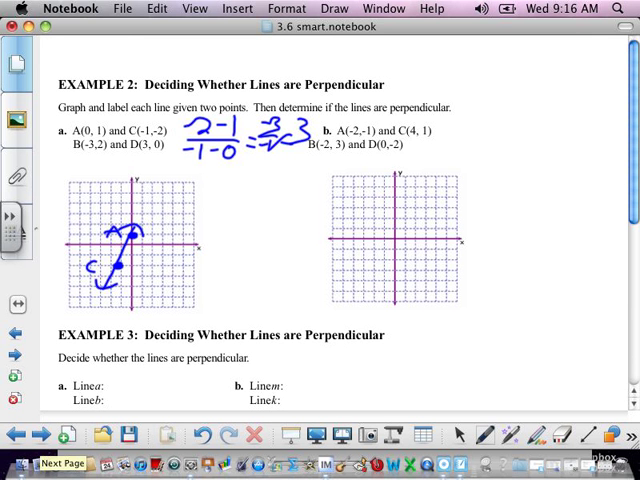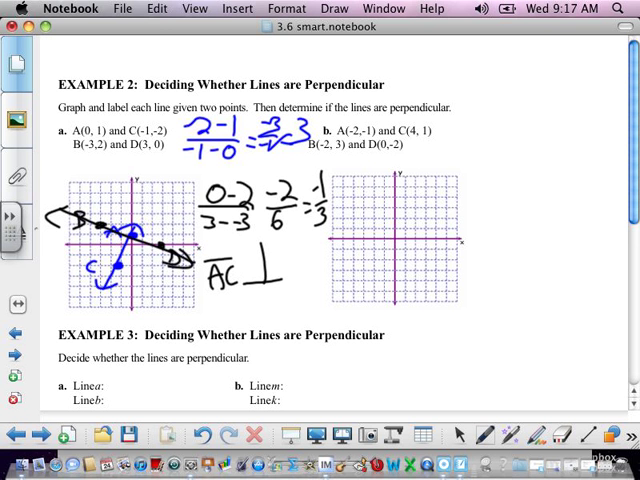Let's plot the next 2 points. -3, 2 is B. D is 3, 0. Okay, they look like they're perpendicular, right? Let's find the slope of these. 0 minus 2 over 3 minus a -3. We get -2 over 6, which reduces to -1/3. Are they perpendicular? Yes. AC is perpendicular to BD.